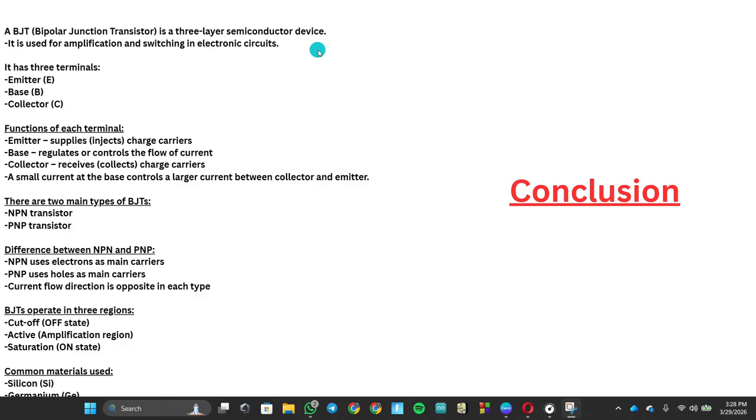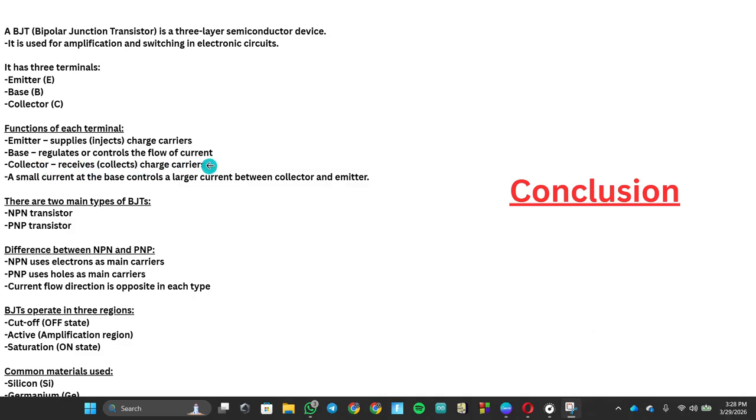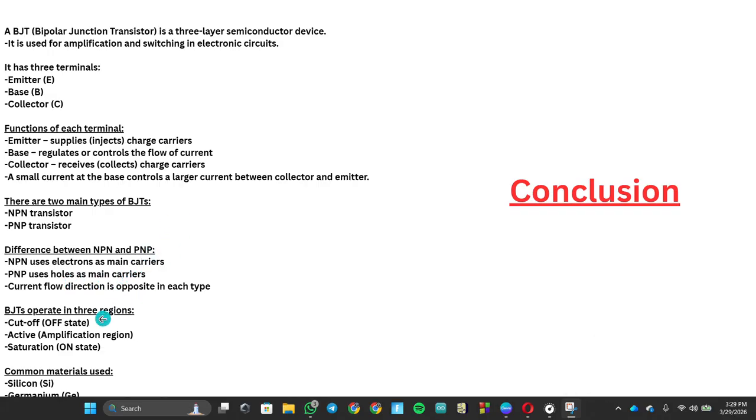A BJT is a three-layer semiconductor device. It is used for amplification and switching in electrical circuits. It has three terminals, which are emitter, base, and collector. The function of each terminal: the emitter supplies charge carriers, the base regulates or controls the flow of current, and the collector receives the charge carriers. There are two types of BJTs, which are NPN and PNP. The difference is that NPN uses electrons as major carriers and PNP uses holes as main carriers.